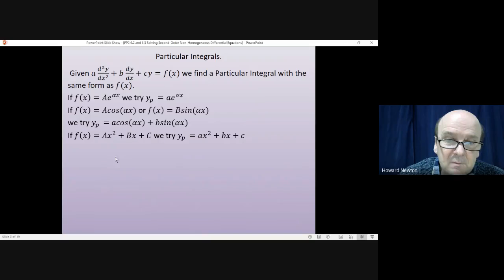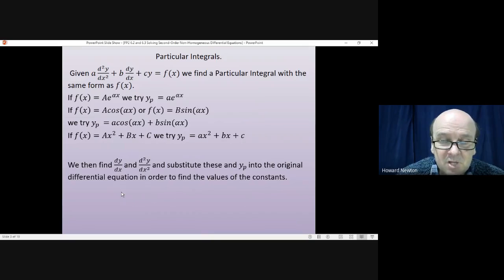Now, once we've found the general form of the particular integral, we then differentiate it, and differentiate it a second time to get dy by dx and d2y by dx squared, and then we substitute all of these three things, y, dy by dx, and d2y by dx squared, into the original differential equation. And we solve an equation then in order to find the value of the constants a, b, and c, or whatever constants you've chosen to use.